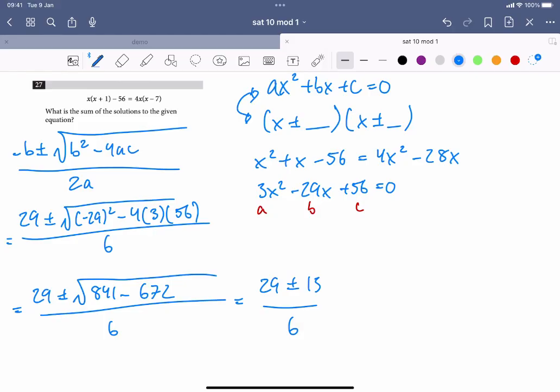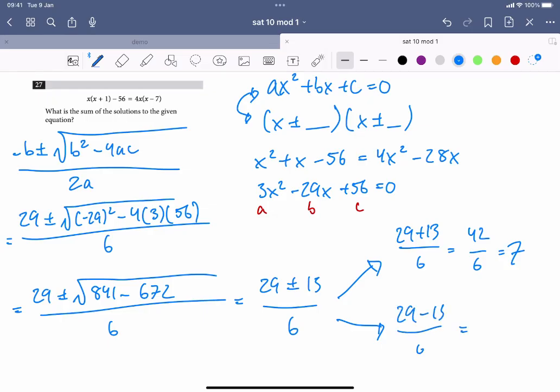So this leads into two solutions. All this plus or minus means is that you want to solve one way with addition and the second way with subtraction. So 29 plus 13 equals 42, and 42 over 6 is 7. And we have 29 minus 13 over 6, which equals 16 over 6, which equals 8 over 3.